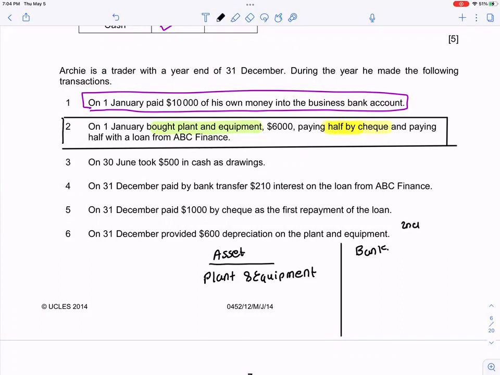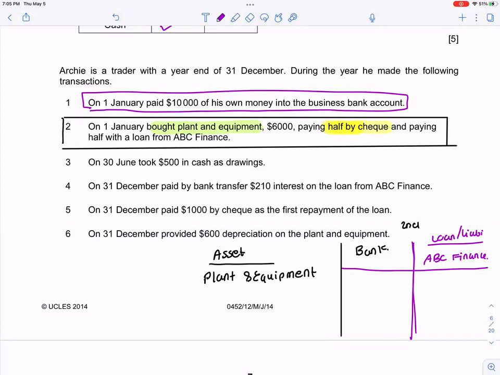You are paying half by check. And the remaining half, how are you paying? By loan from ABC Finance. Loan, or I could also say a liability you're creating of ABC Finance. Yeah. Okay, fine. Now think which account would be debit and which account would be credit, keeping in mind your prior knowledge.